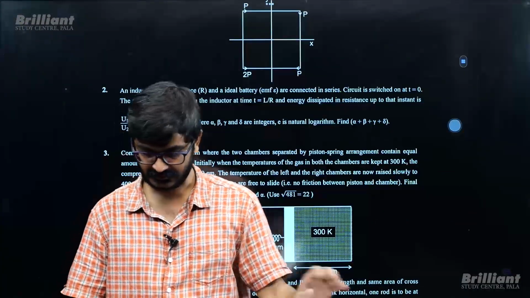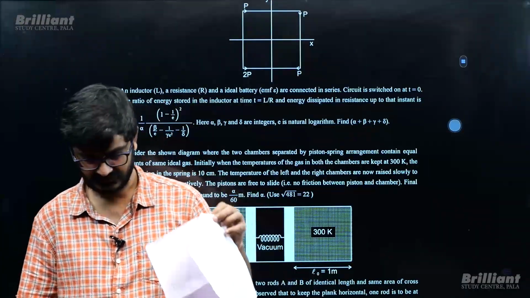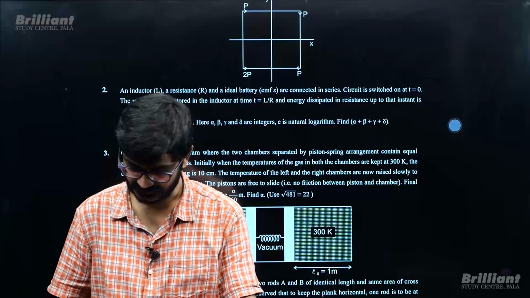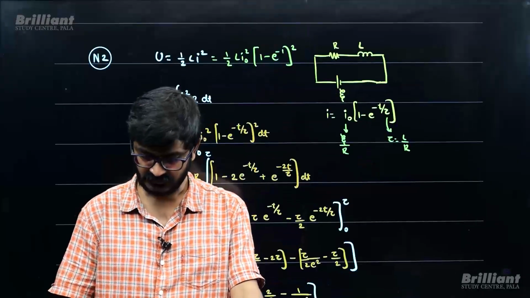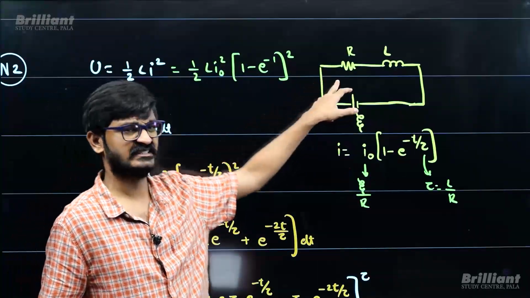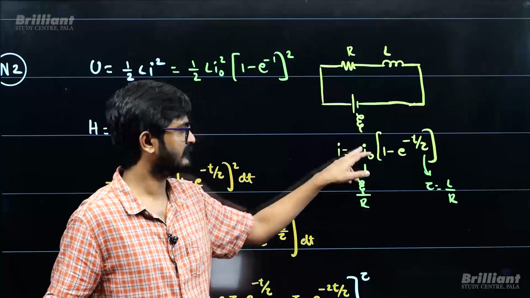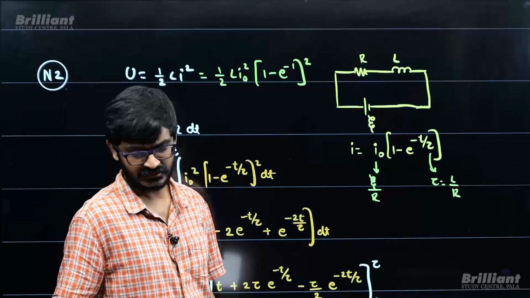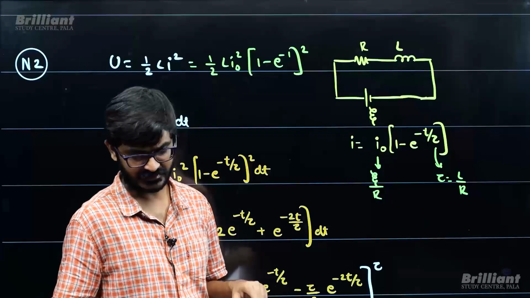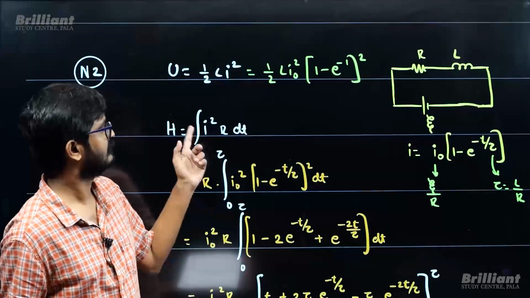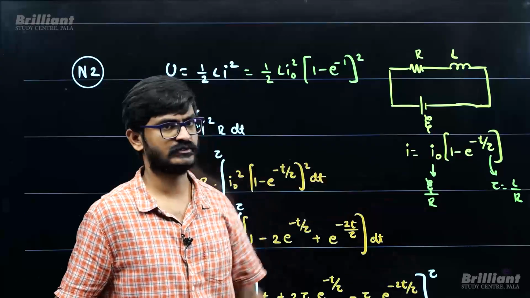An inductor, resistor and battery are connected in series. The ratio of energy stored in inductor and energy dissipated in resistor up to... So, it is a charging circuit. When it is a charging circuit, you know the current is going to look like this, where time constant is L by R, maximum current is E by R, these things you know. They are asking what is the energy stored till one time period, right? When t equals tau.